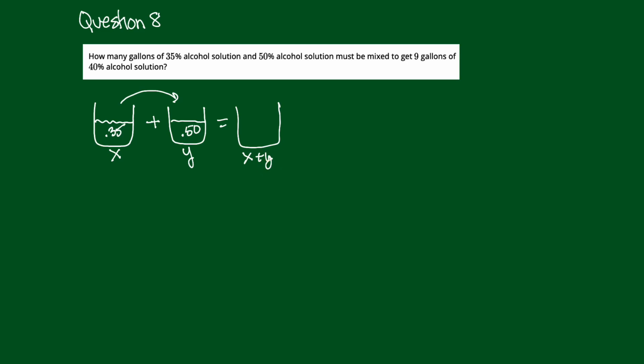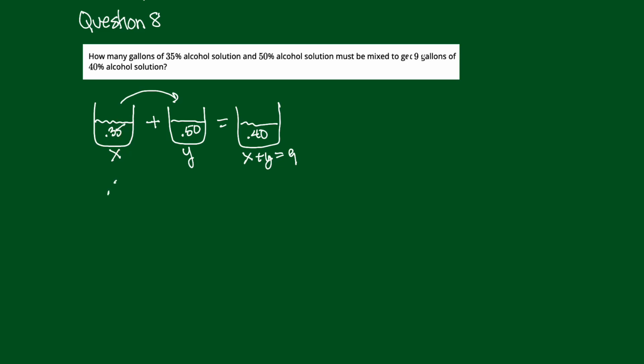And what have we got here? Oh, I actually know what this is, right? This is 9. X plus Y is 9. It tells me I've got 9 gallons of a 40% solution. So inside, this is going to be 40. All right, now set up the equations. Once you have the picture, the equations just follow.